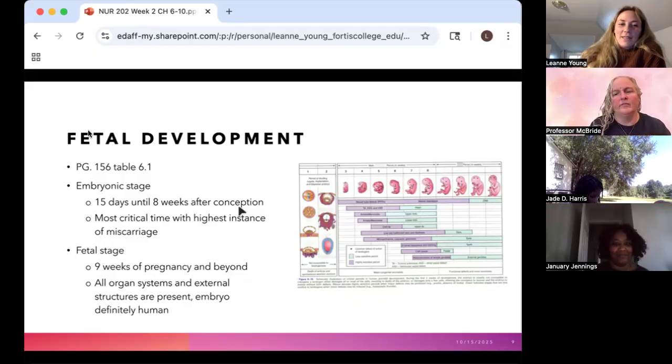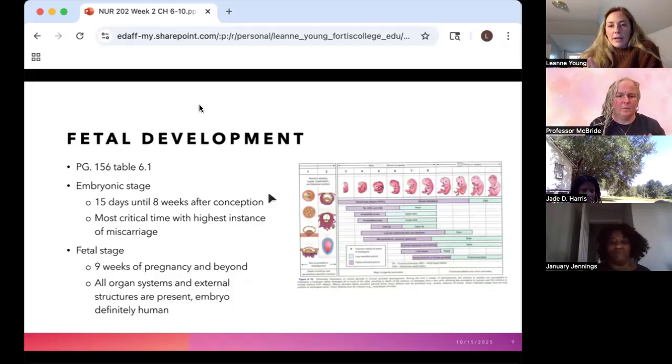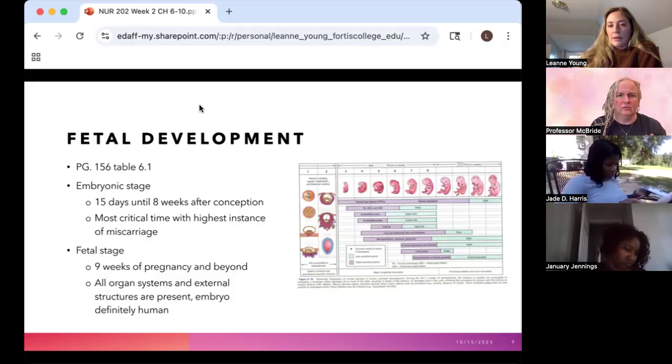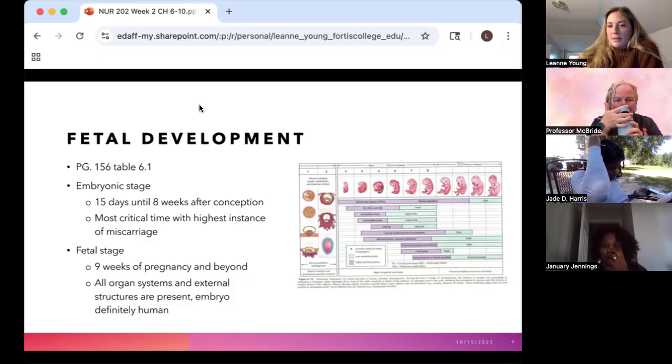So yes, this is a good graph if you guys want to refer to it in your text. My page numbers might be a little off because I'm not using the online textbook. I've been using a hard copy that I have had. So if my numbers are a little bit off, I apologize, but it should be around these page numbers. Okay.